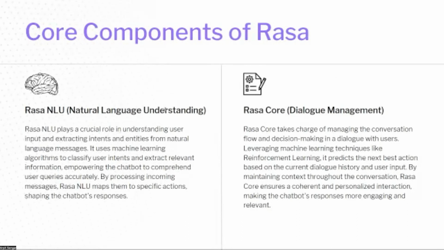So, for example, if I say I want to order a pizza, Rasa's NLU will recognize the intent as order pizza, and additionally, it would also identify relevant pieces of information. For example, pizza, which will be an entity in the user's message.